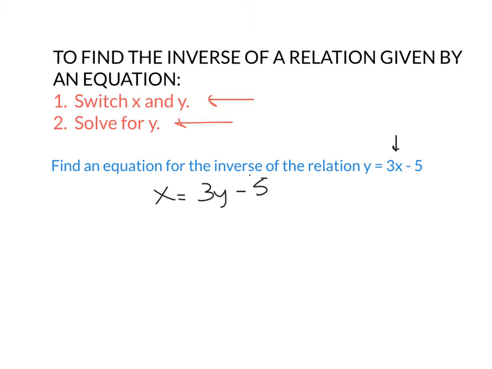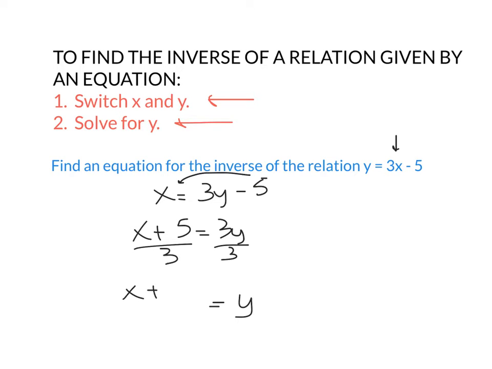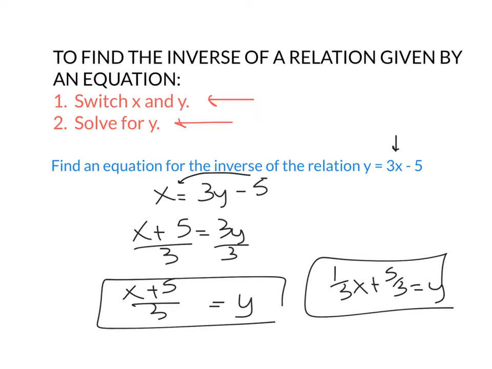So I'm going to take the 5 to the other side, make it x plus 5 equals 3y. Then I'm going to divide both sides by 3. So I get y equals (x plus 5) over 3. And that's the inverse of that one. Now, you could also divide each term by 3 and get 1/3 x plus 5/3. That's exactly the same thing. So either that or this, either one is fine.